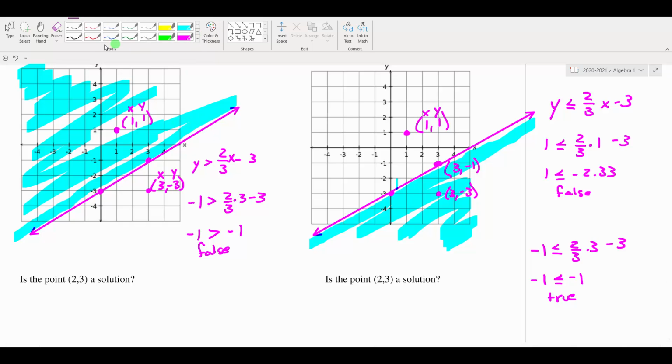The way that we show the person who's reading our graph whether or not the points on the line are solutions is we dash the line. So I'm just taking an eraser and making it a dashed line, just like that. You see how it's dashed now? This one is dashed because it did not have an equal to bar. This one remains solid because it did have an equal to bar.